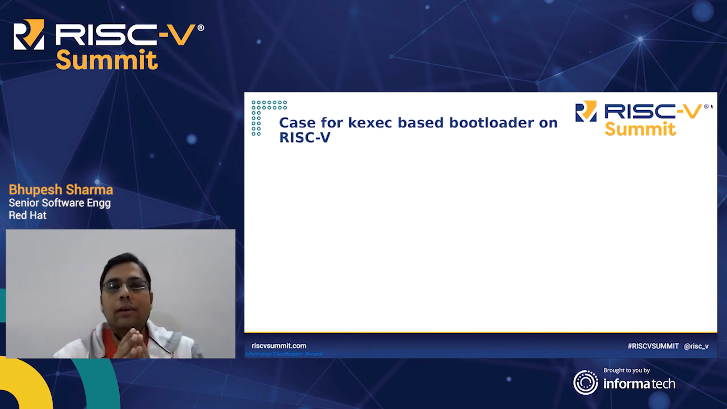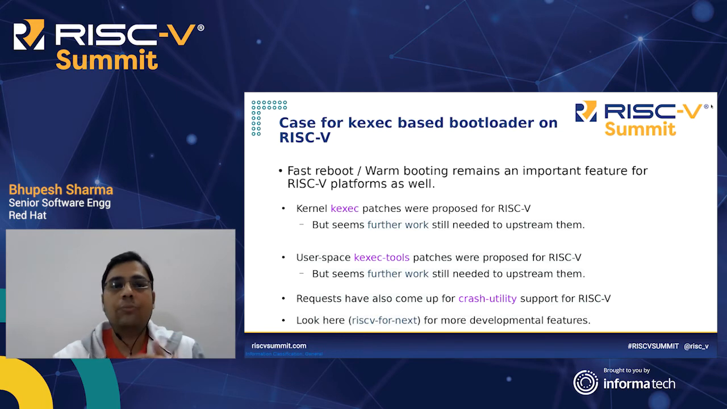Just picture an AWS instance running on RISC-V hardware in the coming times, and it is providing you the cloud facility. Do you want it to support kexec based fast rebooting? The answer is a big yes, because there are existing use cases that require you to have faster reboot speed, and it is an important feature, especially in terms of the cloud architecture.